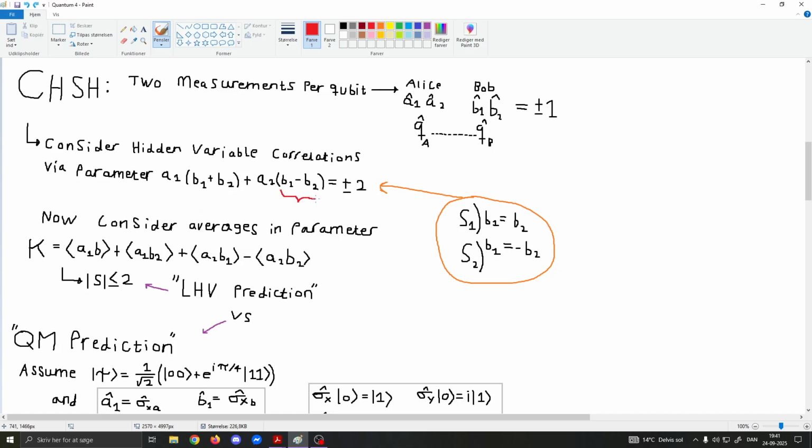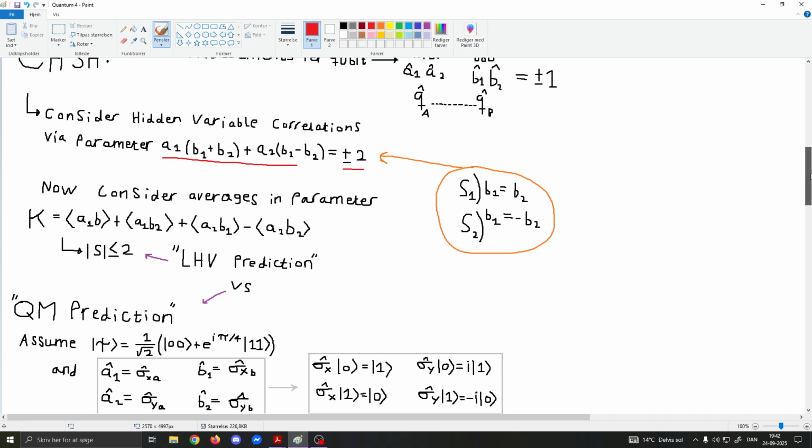Now, if we imagine the other version right here, you would have the opposite scenario, which is that this right here would be ±2, and this right here would be 0. And of course, A1 and A2 can also be +1 or -1. So this is either plus or minus, and this is either plus or minus. When you sum all that together for every scenario, you see that the possible outcomes of this parameterization are the value ±2.